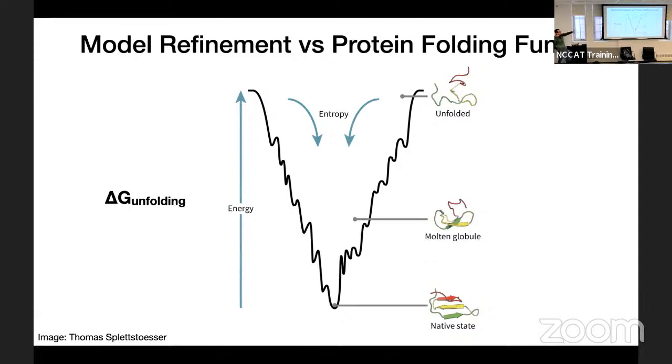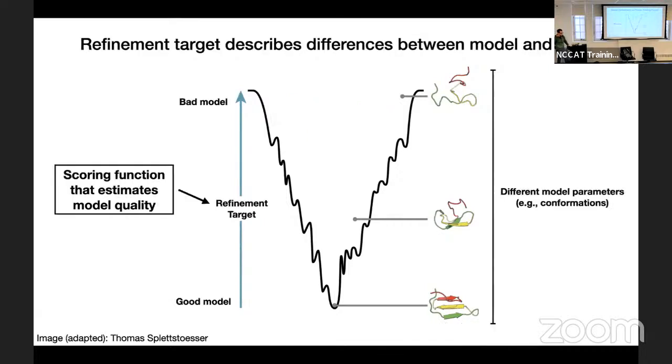And so in this example of protein folding, on the right side we've got everything from an unfolded protein molten globule all the way down to the final native folded state, and we can describe this in terms of the energy of unfolding, right? And so at the top is really high energy protein structures, and at the bottom is the lowest energy state.